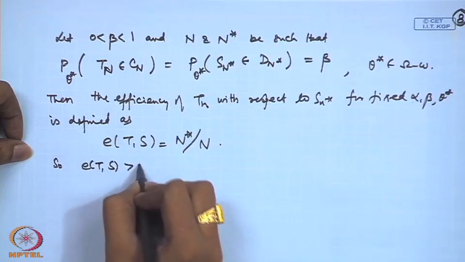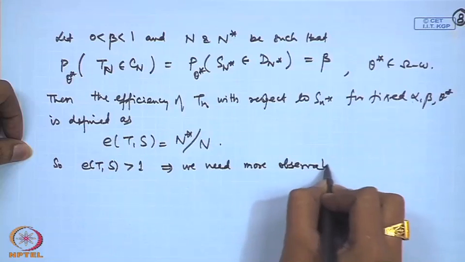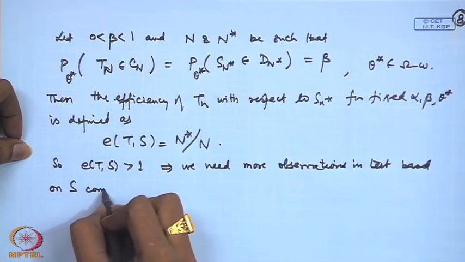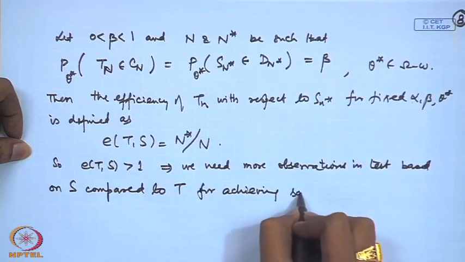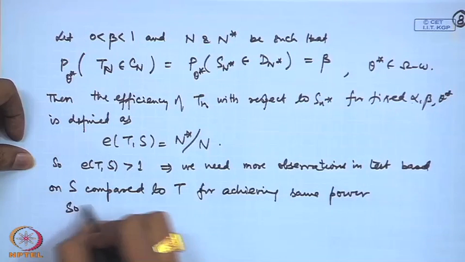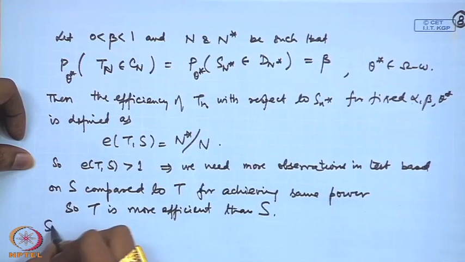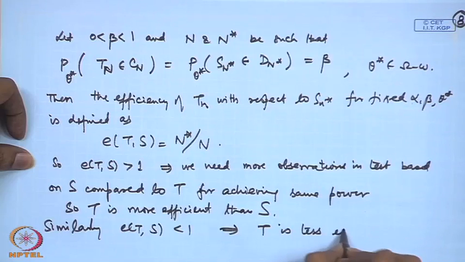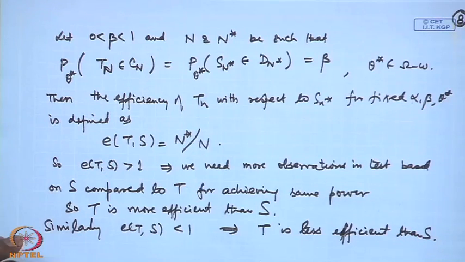So, ETS greater than 1 implies that we need more observations in test based on S compared to T for achieving same power. So T is more efficient than S. Similarly, ETS less than 1 implies T is less efficient than S. So for this efficiency we have some sort of interpretation here.